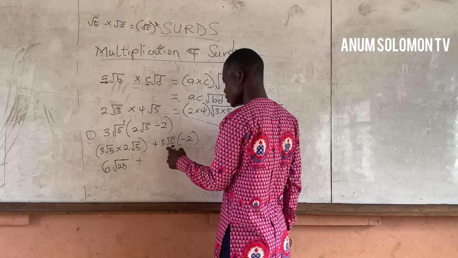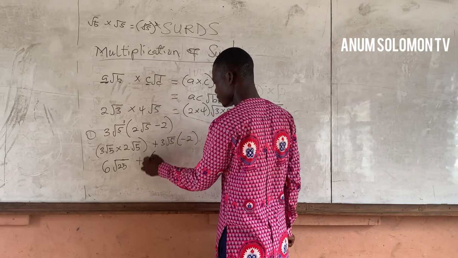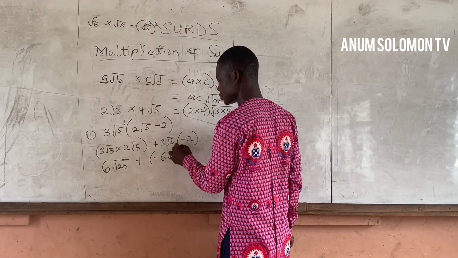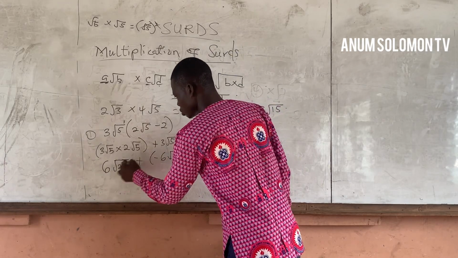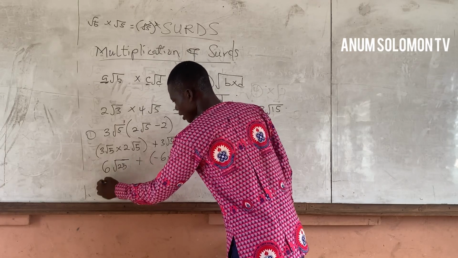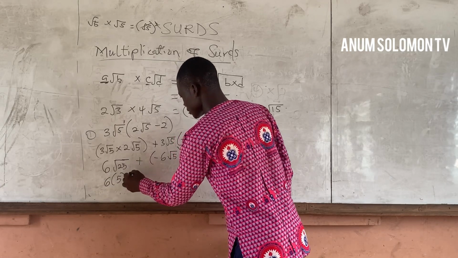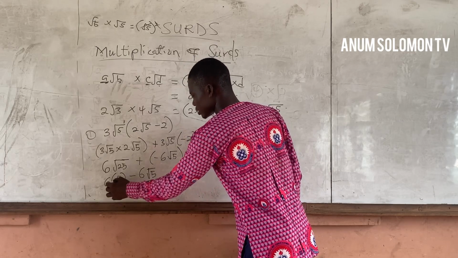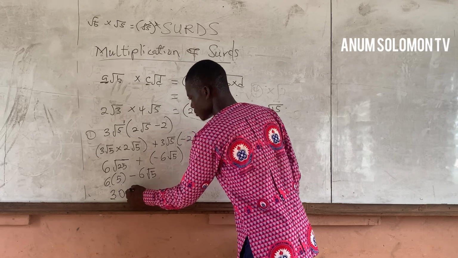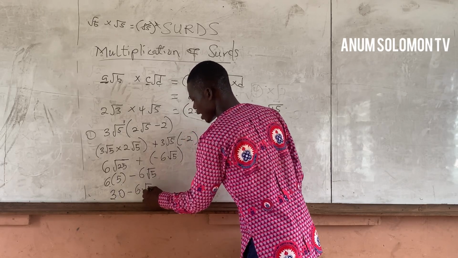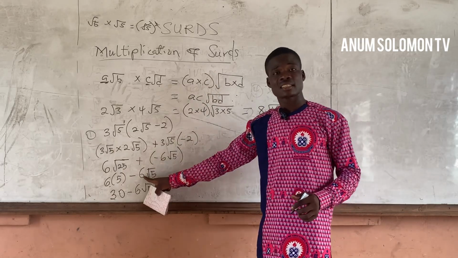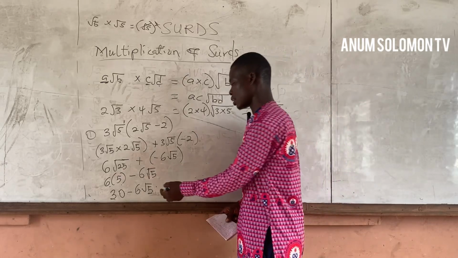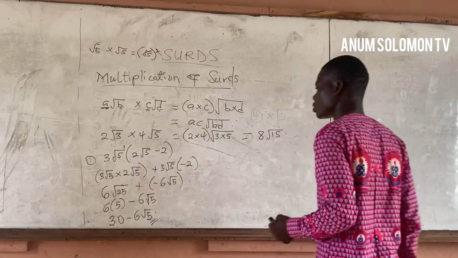Plus the constant by constant, you have negative 6 root of what? 5. Finally, we are going to get root of 25 is 5. That's 6 times 5 minus 6 root 5. So 6 times 5 is what? 30 minus 6 root what? 5. This one, you cannot use the 6 to multiply the 5 because this 5 is under a radical sign. And this is the answer you are going to get.